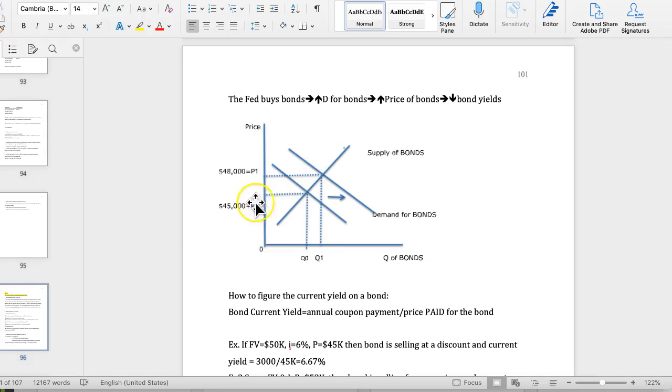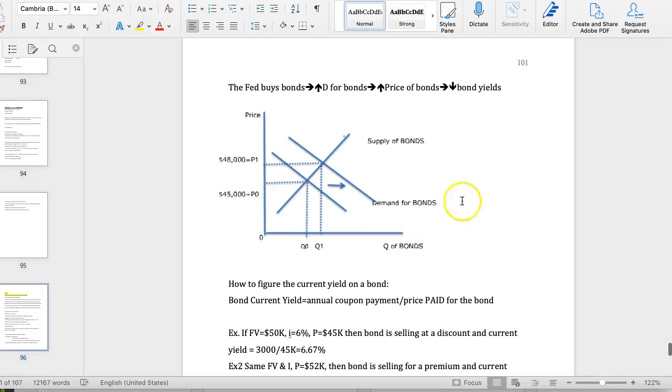The price has gone from 45 to 48. So the price of the bond goes up. If the price of the bond goes up, the yield goes down. So the price of a bond and the yield of a bond are inversely related. They move in opposite directions. So how do you figure that out?